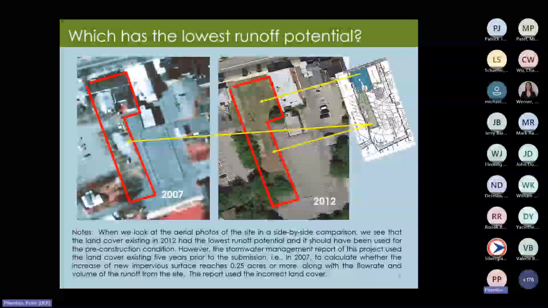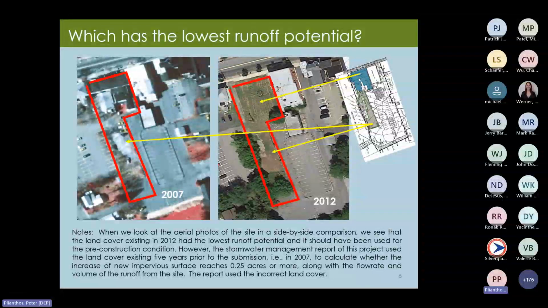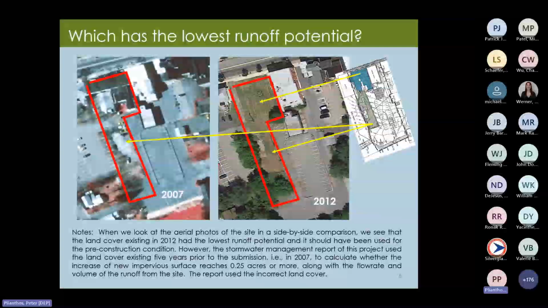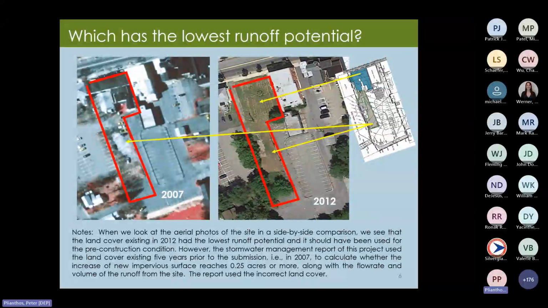So when we look at the aerial photos of the site in a side-by-side comparison, we see that the land cover existent in 2012 has the lowest runoff potential, and it should have been used for the pre-construction condition. However, the stormwater management report of this project used the land cover existing 5 years prior to the submission, which was 2007, to calculate whether the increase of new impervious surface reaches 0.25 acres or more, along with the flow rate and volume of the runoff from the site.